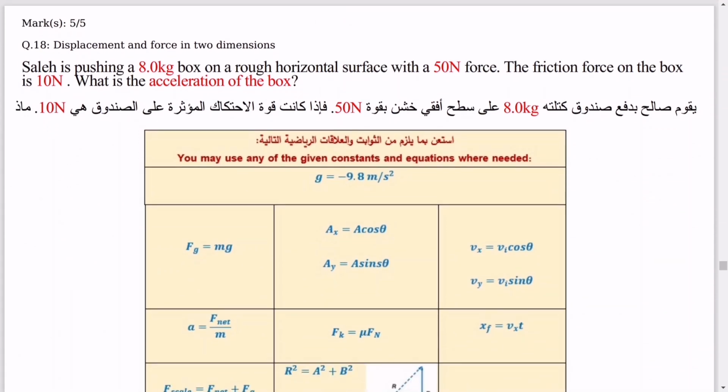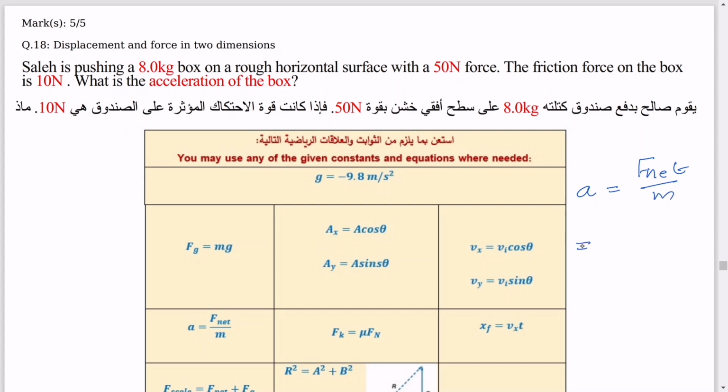Question number 18. Saleh is pushing an 8 kilogram box on a rough horizontal surface with a 50 Newton force. The friction force on the box is 10 Newton. What is the acceleration of the box? So acceleration is always net force over mass.